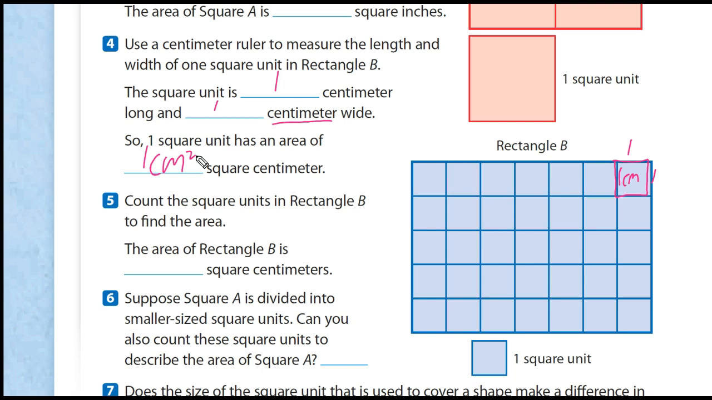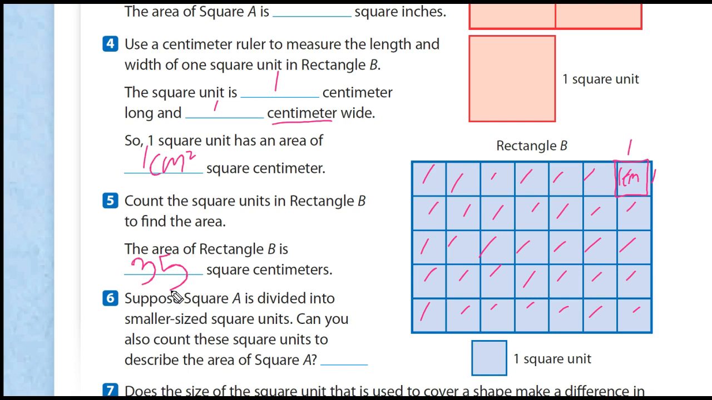Okay? Count the square units in rectangle B to find the area. Well, I could do this. 1, 2, 3, 4, 5, 6, 7, 8, 9, 10, 11, 12, 13, 14, 15, 16, 17, 18, 19, 20, 21, 22, 23, 24, 25, 26, 27, 28, 29, 30, 31, 32, 33, 34, 35. Woo! 35.